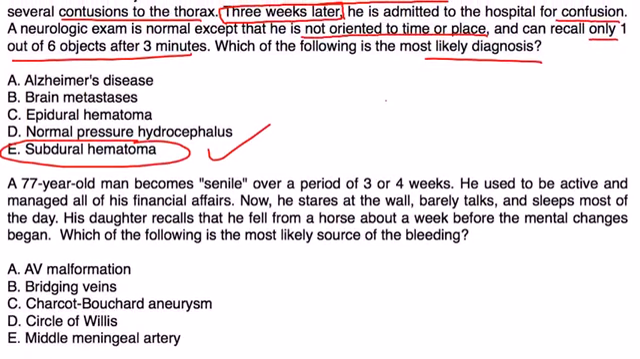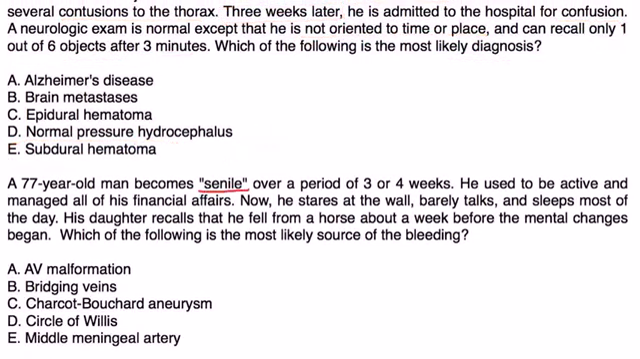Next question. 77-year-old man becomes senile over a period of 3 to 4 weeks. He used to be active and managed all of his financial affairs. Now he stares at the wall, barely talks, and sleeps most of the day. His daughter recalls that he fell from a horse about a week before the mental status changes began. Which of the following is the most likely source of the bleeding?